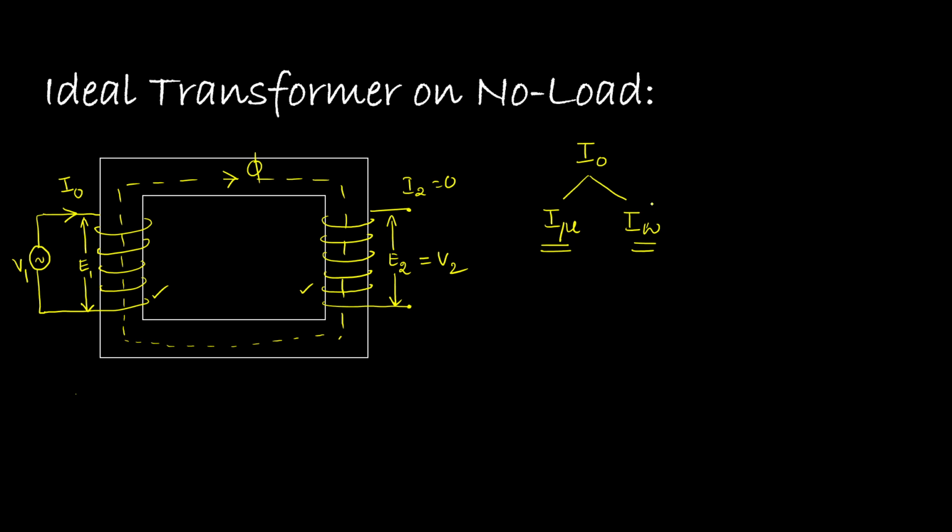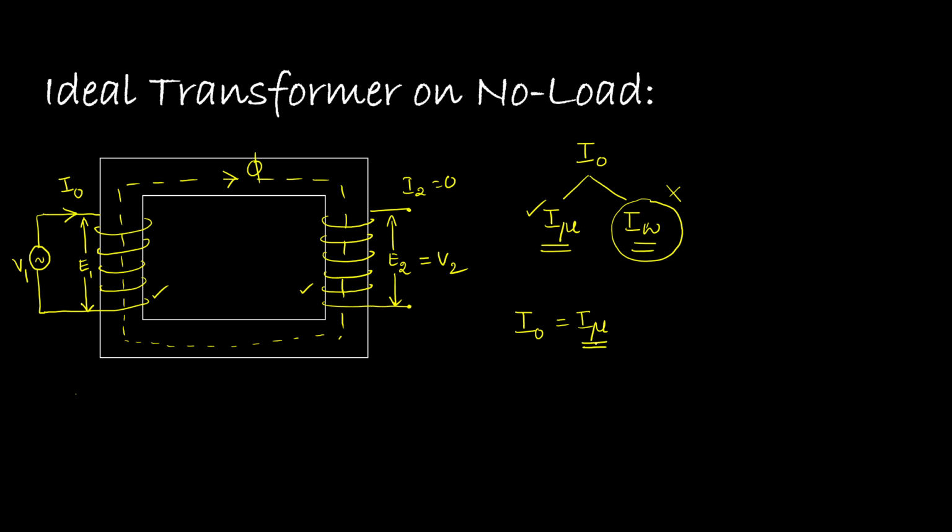As we have considered an ideal transformer, we may say that the ideal transformer is loss free also. So that is the reason why this working component of current is absent in the case of an ideal transformer on no load. So we will be having only the magnetizing component of current. That means this I0, the no load current, is nothing but your magnetizing component of current. As we have considered an ideal transformer, both primary and secondary windings will behave like inductors, purely inductive in nature.